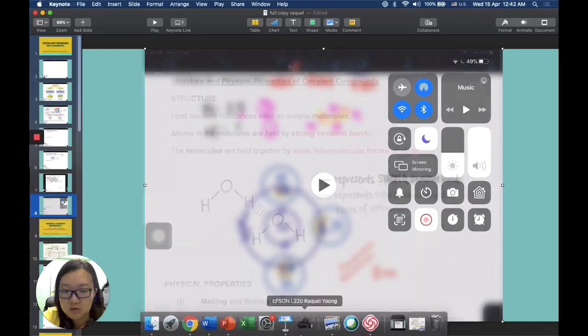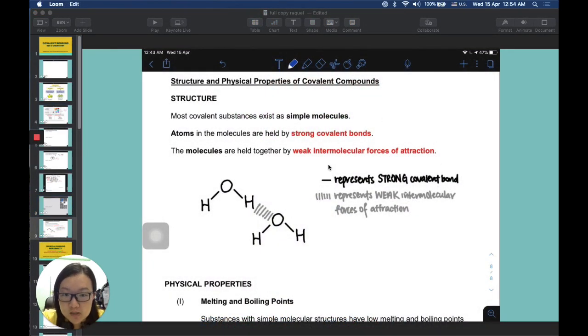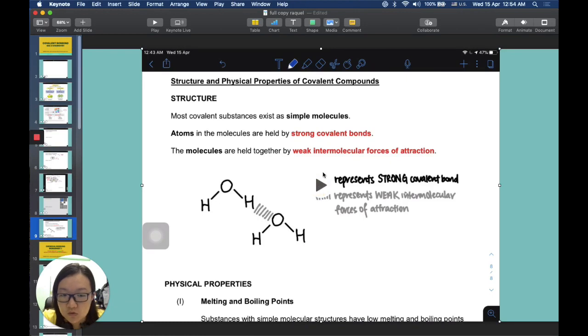Okay, let's look at the last part of this lesson on covalent bonding, which is on the structure and physical properties of covalent compounds.